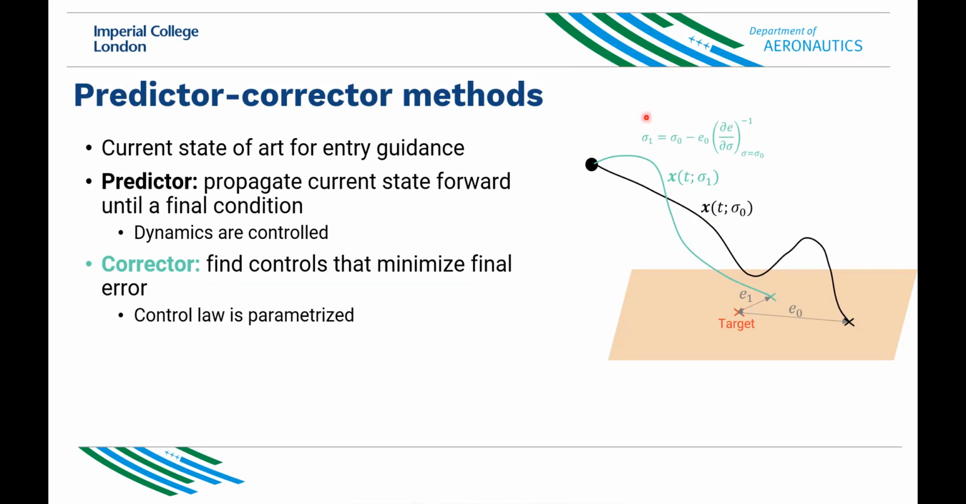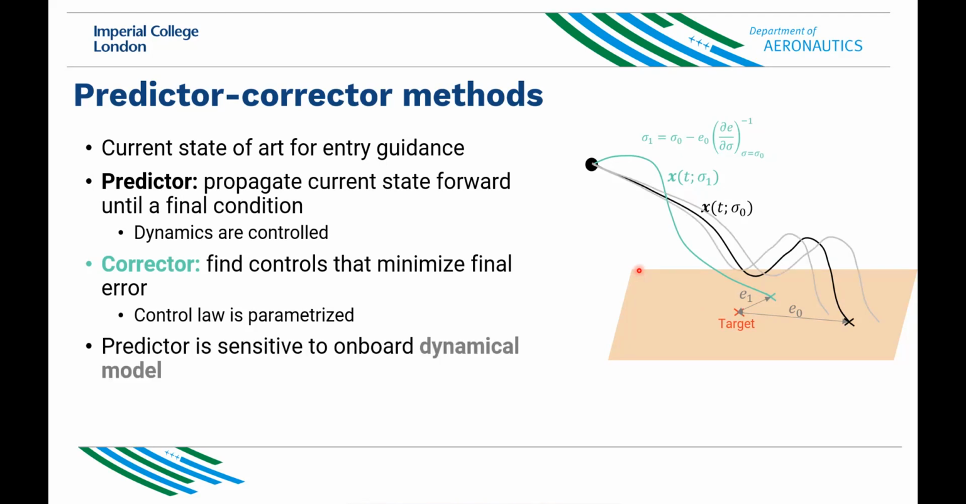And this measure of error is used in the corrector phase to find controls that minimize it. For instance, we might do a Newton iteration if we parameterize the control law using any kind of variable. And once we find a new estimate for the control law, we run the predictor again, and hopefully we get an error that is lower. And this is repeated at each instance in which the guidance is called until a certain tolerance is reached. However, the predictor is sensitive to the dynamical model that is stored on board. Of course, for instance, if the density or winds change along the trajectory, then the actual trajectory of the vehicle will be different.